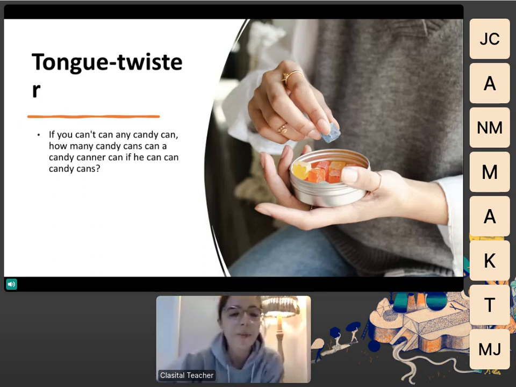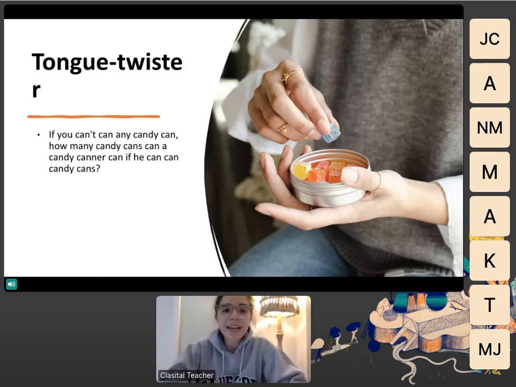Okay, let me go. If you can't can any candy can, how many candy cans can a candy canner can if he can candy cans? Let me try saying it faster. If you can't can any candy can, how many candy cans can a candy canner can if he can candy cans?